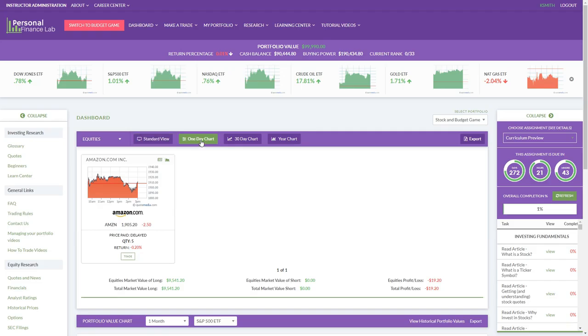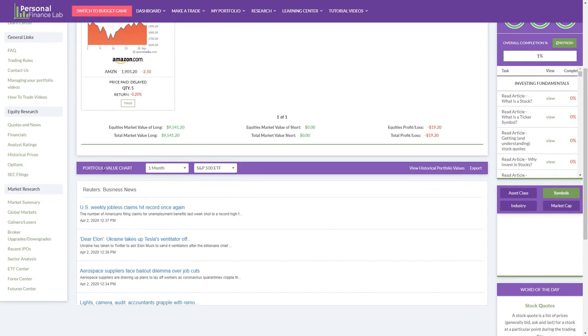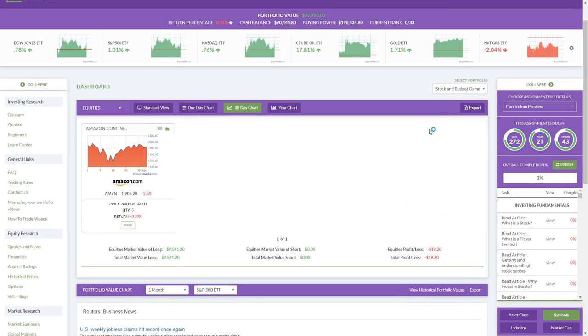So if I click the one-day chart, it shows what this stock has done for today. It looks like it's down. If I look at the 30-day, then it's still down, but it's a little more even. Other stuff they have available for their portfolio, if they scroll down, this area that says portfolio value chart will show their portfolio value over time.